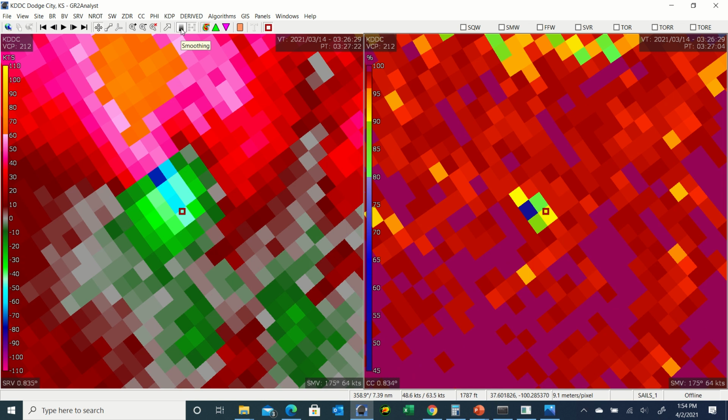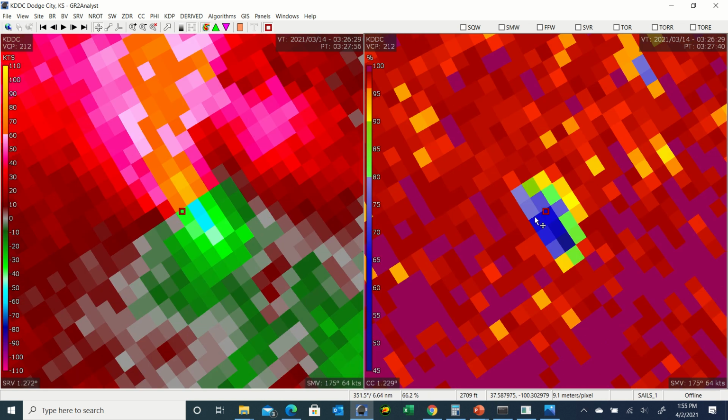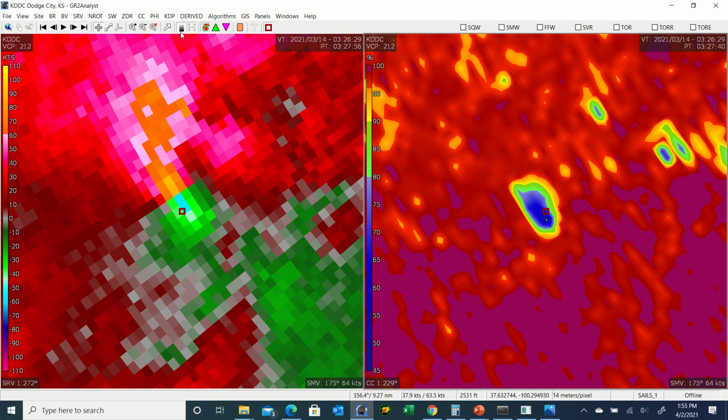Remember, the US scans bottom up, so this is going forward in time 30 seconds. If we go another 30 seconds to the next tilt, yeah, that's debris. And look at your couplet. I mean, that's a pretty strong couplet. And you don't have to smooth it now to make it obvious. You can if you want, but.